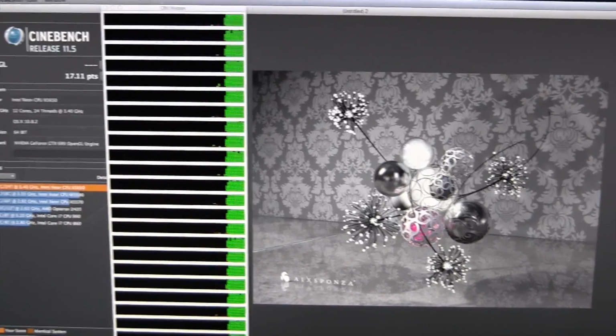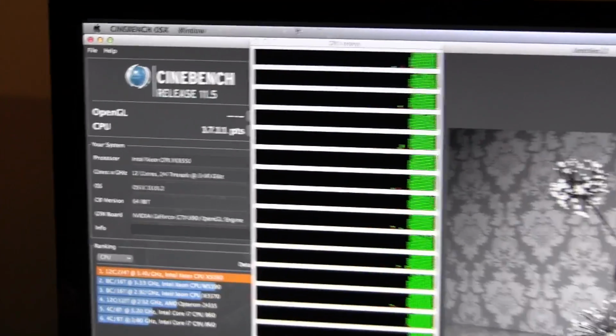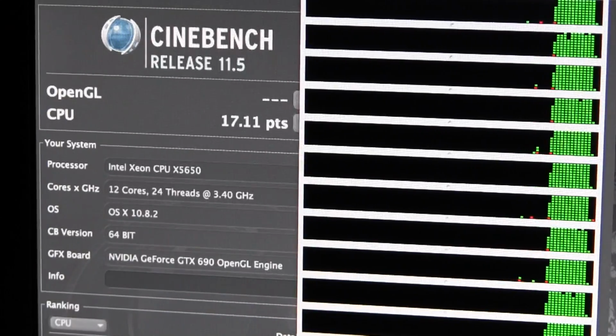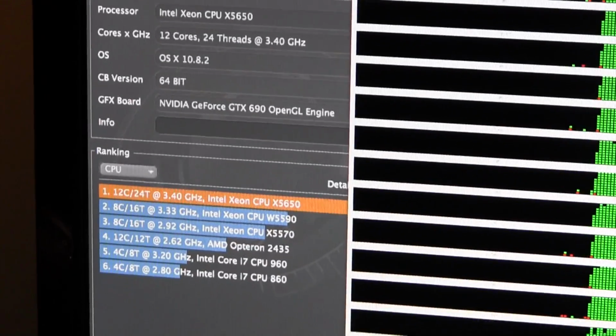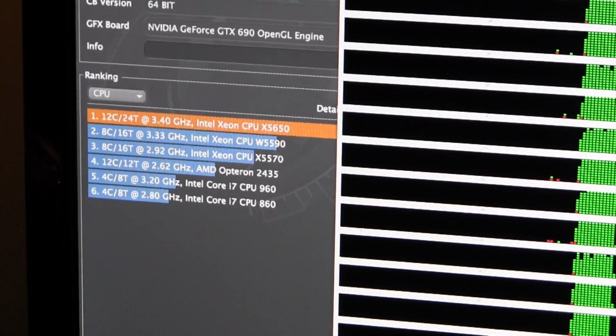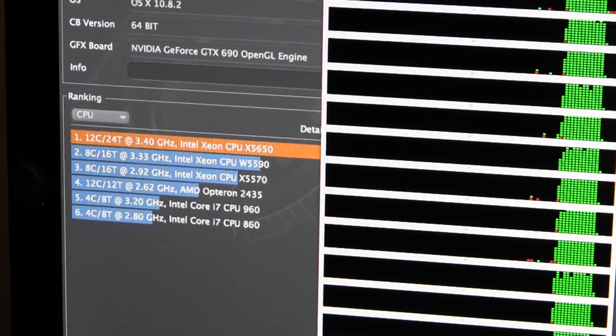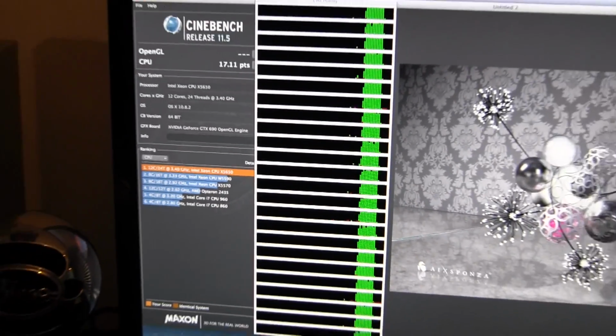After beasting through that Cinebench test, we come out with a score of 17.11 processor points. On the default list here that you get when you open Cinebench, we are indeed at the top, and moving to where you can see the CPU cores, it's pretty easy to tell where the test was being run.